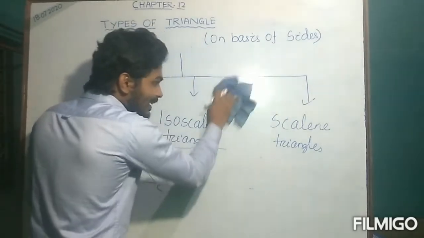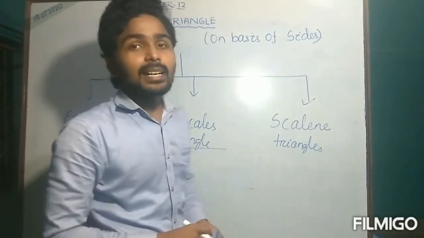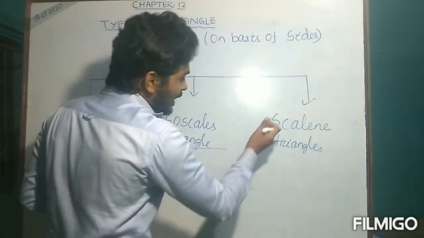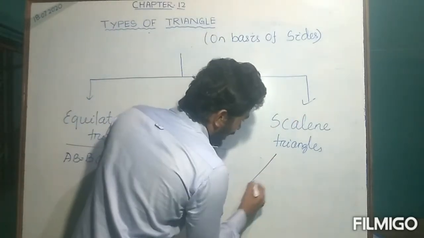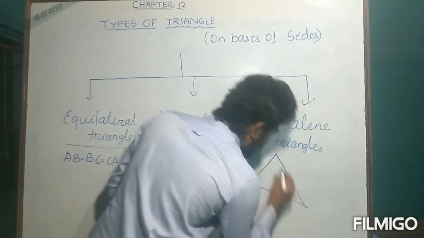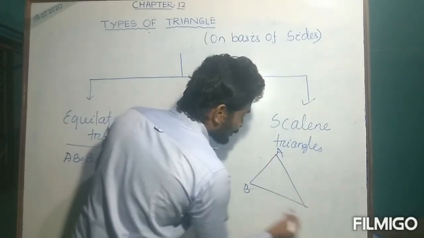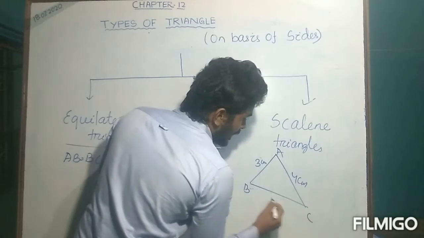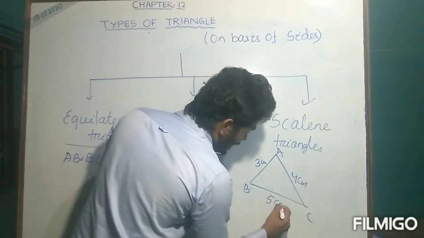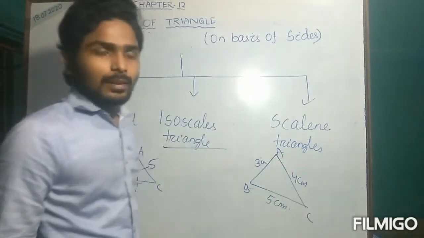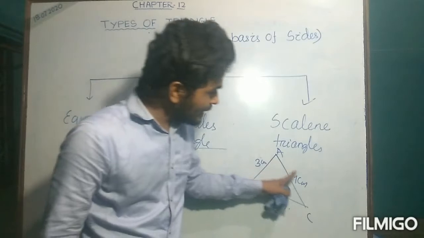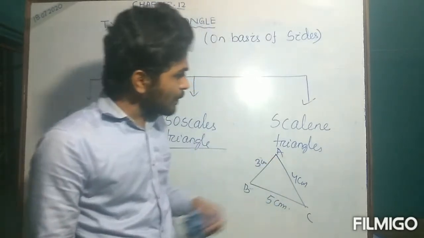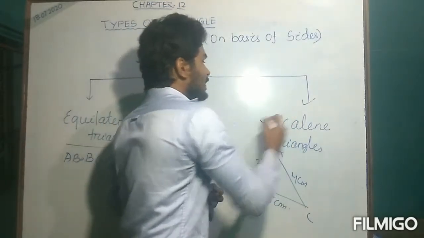Okay. So now, what is a scalene triangle? A triangle in which all the three sides are unequal but uneven is known as scalene triangle. Okay, unequal or uneven means if it is a triangle, it is 3 cm, it is 4 cm, it is 5 cm. Then in this type of triangle, the three sides are unequal in length. So this type of triangle is known as scalene triangle.